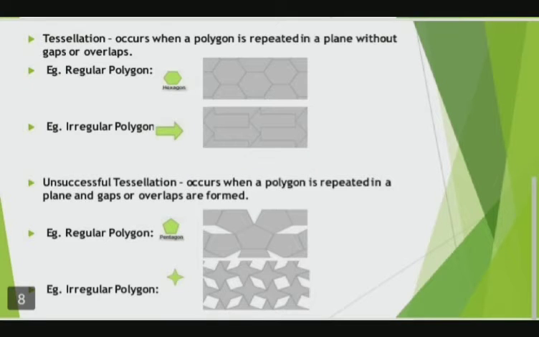Tessellation occurs when a polygon is repeated in a plane without gaps or overlaps. Unsuccessful tessellation occurs when a polygon is repeated in a plane and gaps or overlaps are formed. Those are examples of tessellation and unsuccessful tessellation.